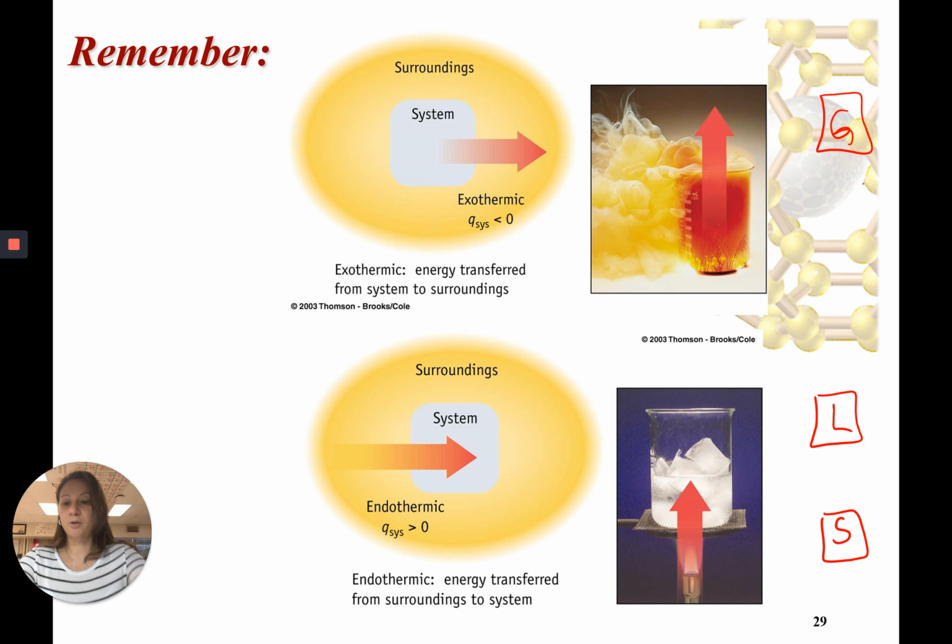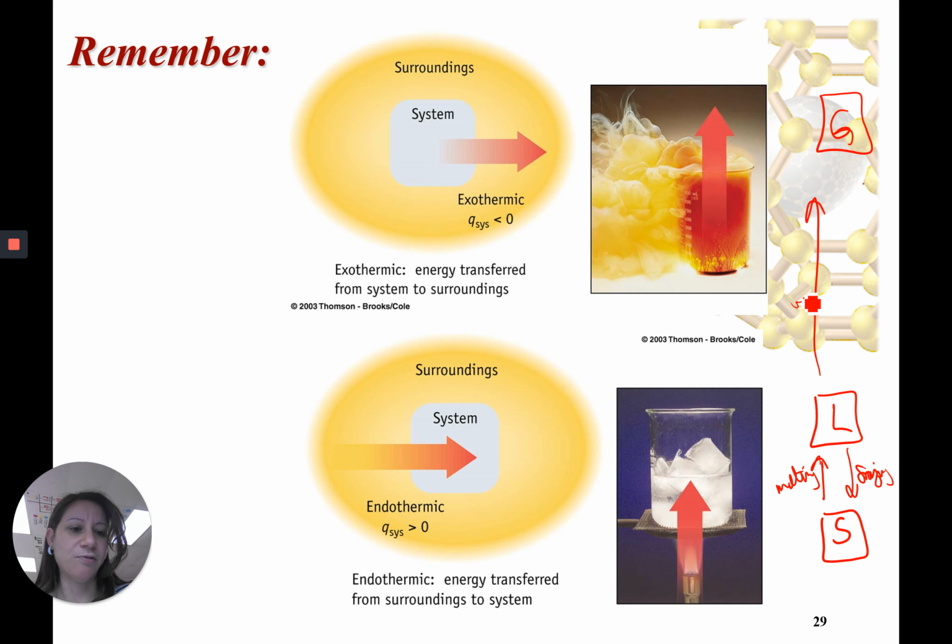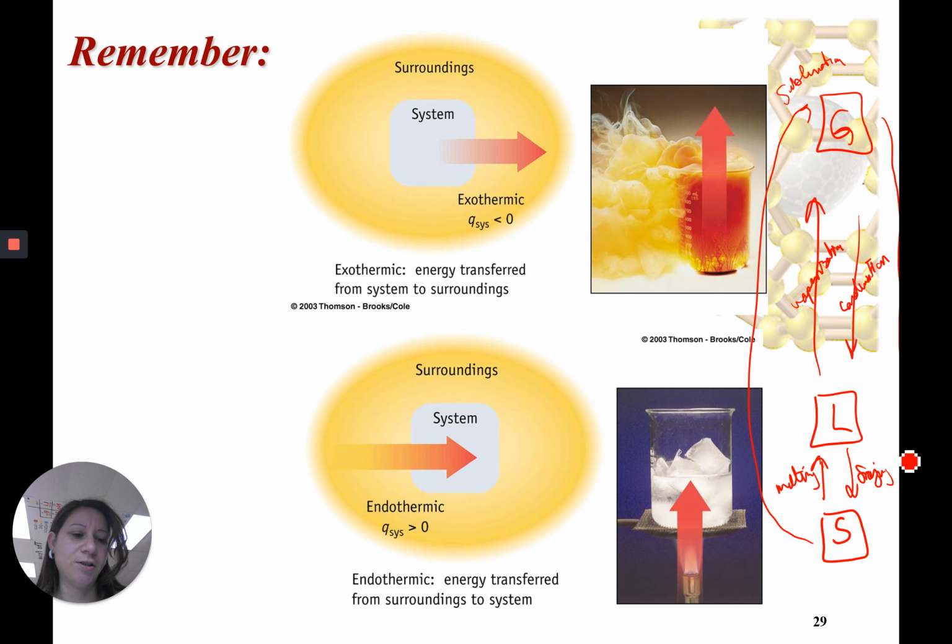So let's review the different phase changes. So going from a solid to a liquid, that is melting. Other way around would be freezing. Going from liquid to gas would be vaporization. Going the other way around would be condensation. And then remember, going from solid straight to gas, that is sublimation. And then the opposite direction, that is deposition.